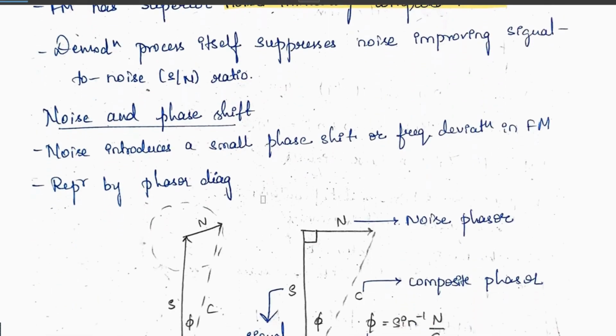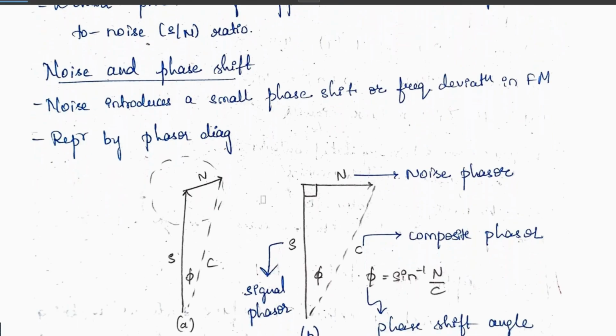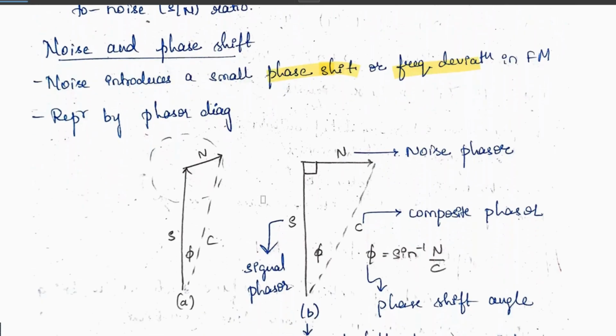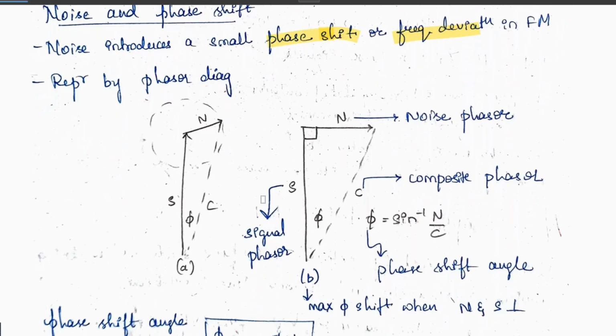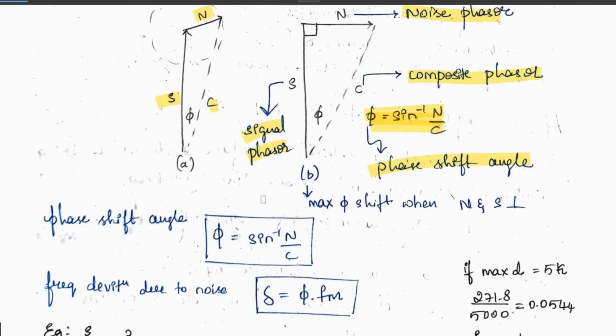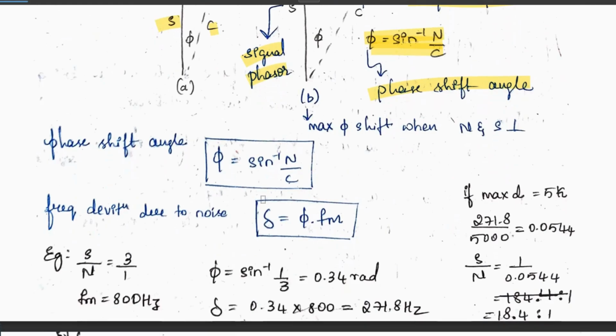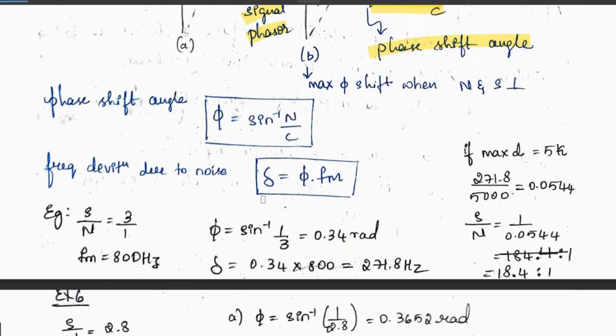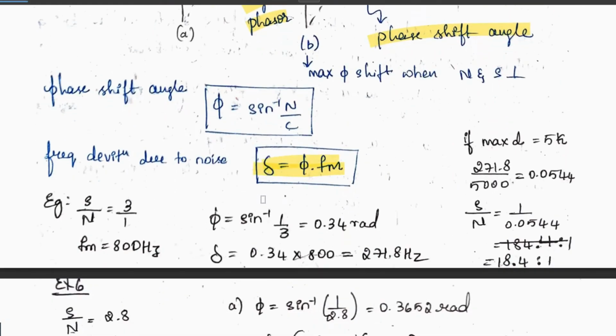Noise and phase shift. Here noise introduces a small phase shift or a frequency deviation in the FM signal. In the phasor diagram representation, consider S, C and N. N is our noise phasor, C is our composite phasor, and S is the signal phasor. We can define phi, the phase shift angle, as sine inverse of N by C. From the phase shift angle we get the formula. Now the frequency deviation due to noise is given by delta f equal to phi times f_m.